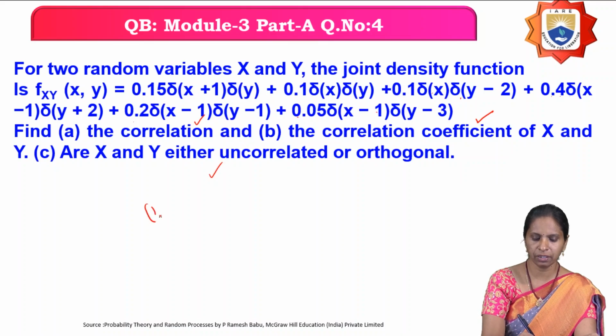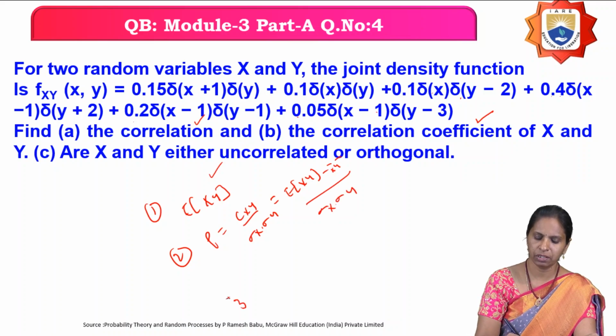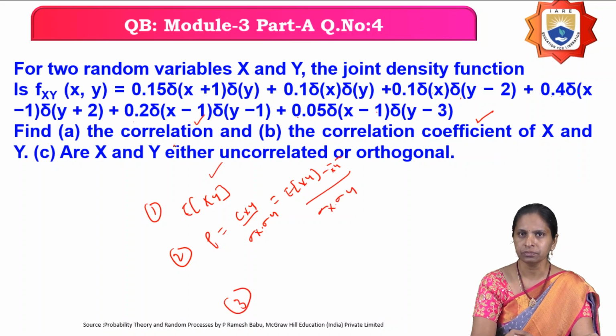First, how do you calculate correlation? It is nothing but the expectation of xy. Second, how do you calculate the correlation coefficient? It is Cxy by sigma x into sigma y. What is Cxy? The covariance formula, which is E of xy minus x bar into y bar. And the third thing you have to calculate is whether they are uncorrelated or orthogonal.